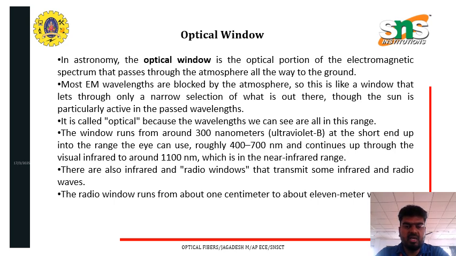are in the range. The window runs from around 300 nanometer, ultraviolet B, at the short end, through the range they use, roughly 400 to 700 nanometer, and continues up through the visual infrared to around 1100 nanometer, which is the near infrared range. There are also infrared and radio waves that transmit. The radio waves run from about 1 centimeter to about 11 meter.